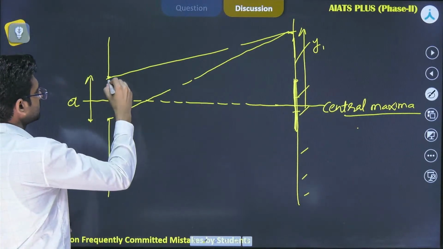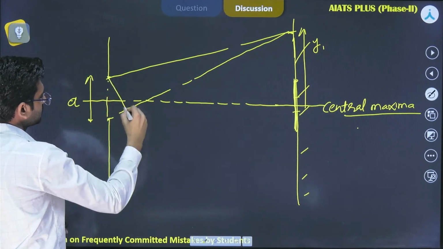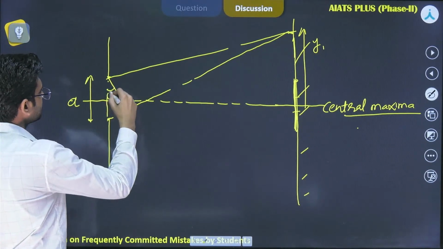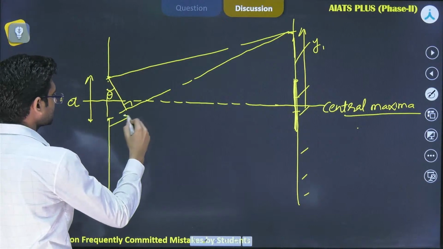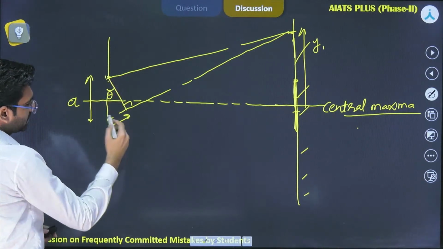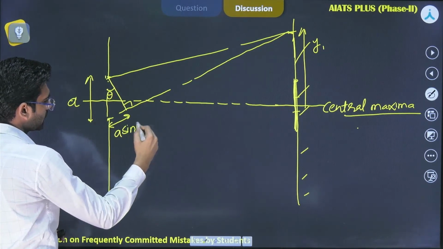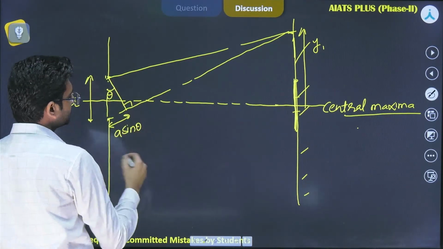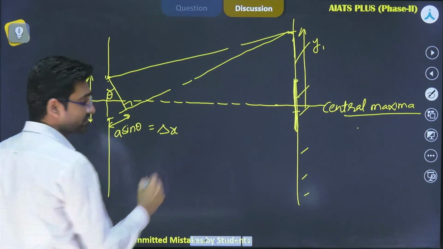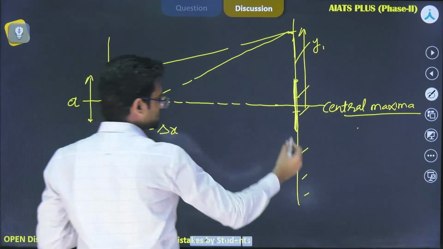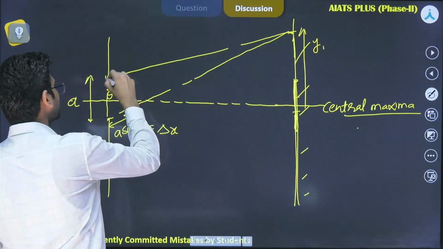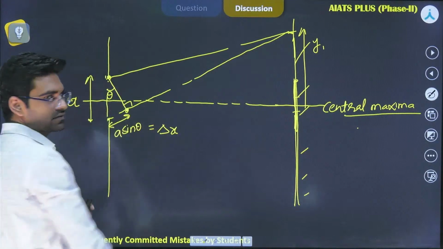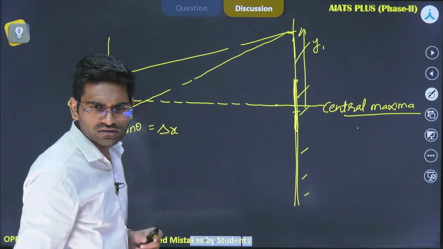Now as you can see, this is the line here, this is perpendicular, I am dropping a perpendicular here. Let's say this is angle theta. If this is angle theta, then this would be equal to what? A sine theta. And you will see that this A sine theta is equal to the path difference. Why? Because actually this screen is so far that the light from this and the light from this will be almost parallel.